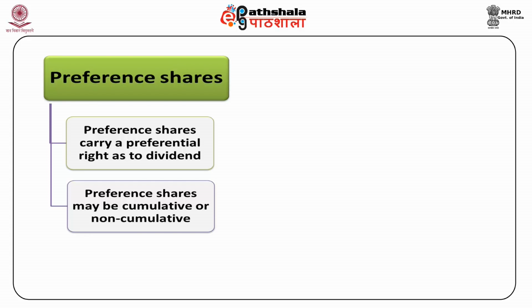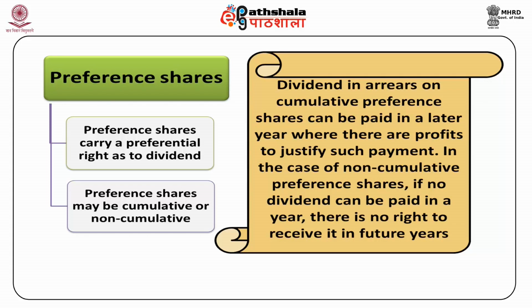B. Preference shares may be cumulative or non-cumulative. Dividend in arrears on cumulative preference shares can be paid in a later year where there are profits to justify such payment. In the case of non-cumulative preference shares, if no dividend can be paid in a year, there is no right to receive it in the future years.